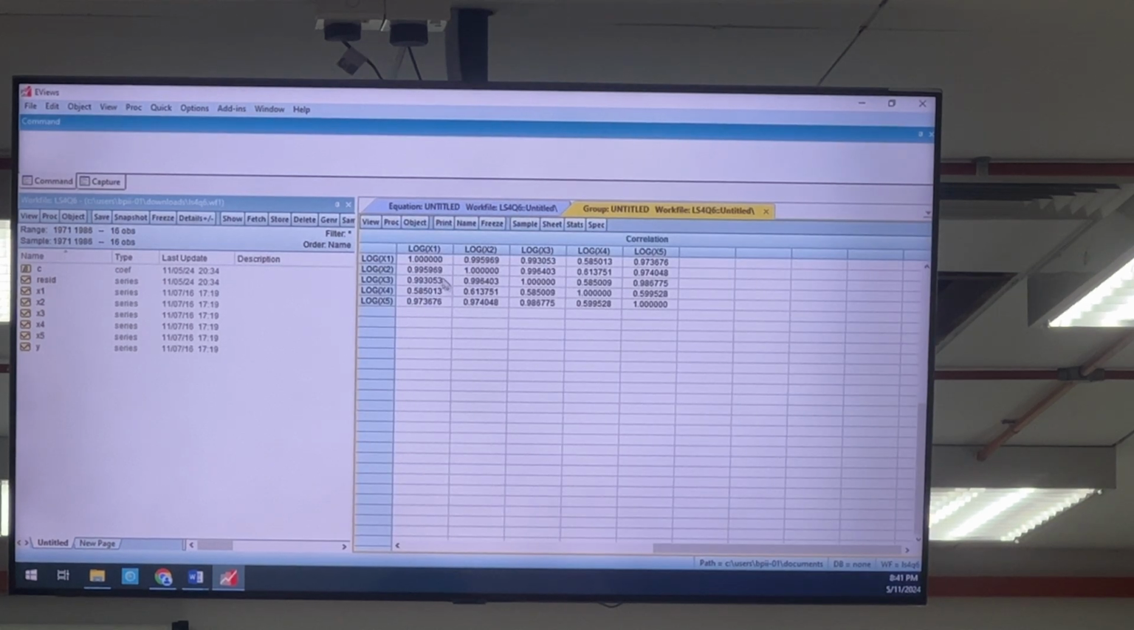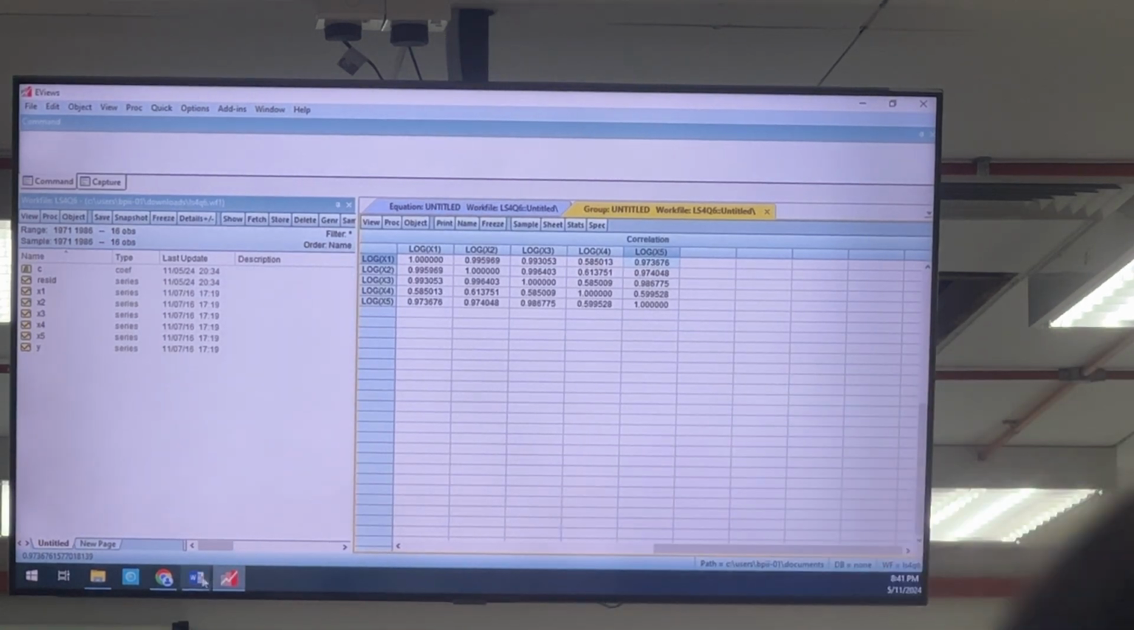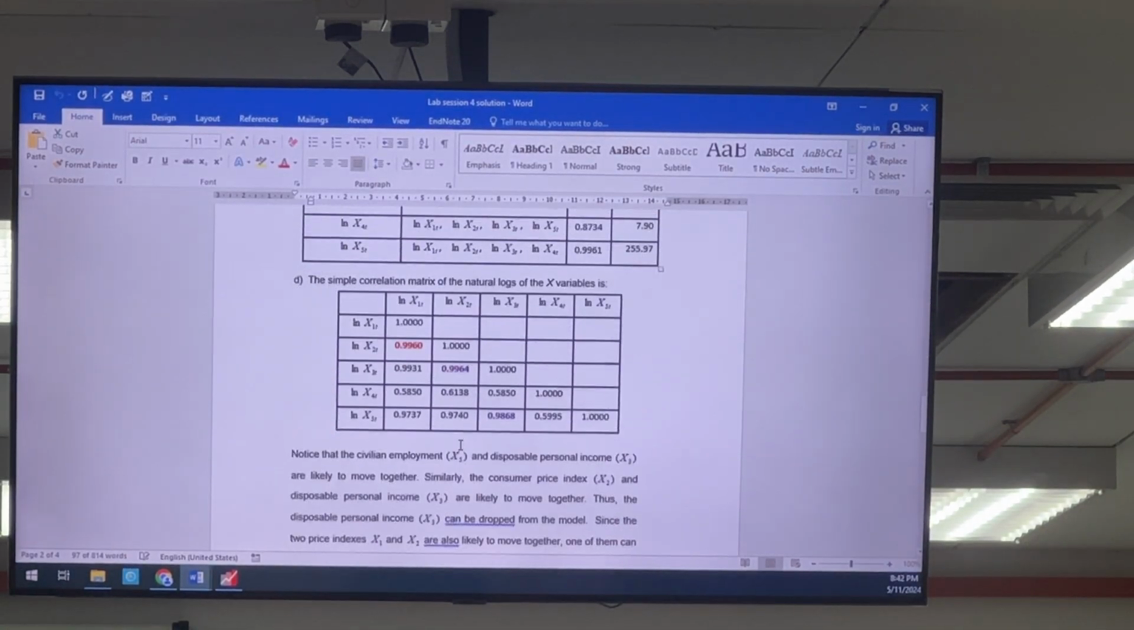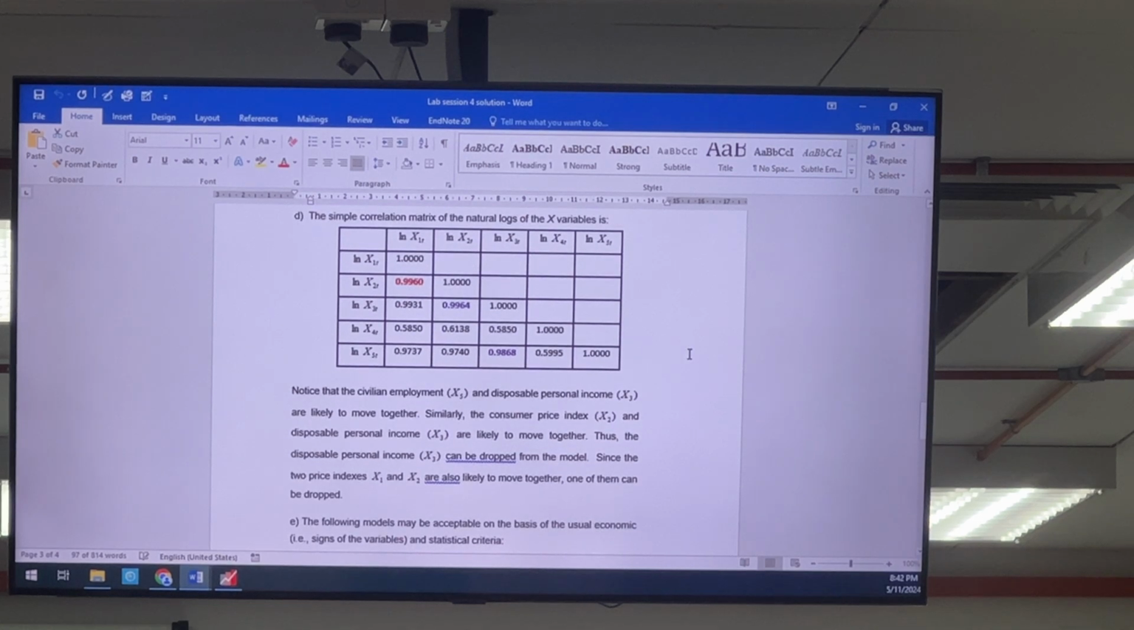So you get what we call the cross correlation matrix. It shows the correlation between log x1 and log x2, log x1 and log x3, log x1 and log x4, log x1 and log x5, as given in this table. Now we need to decide which variable to exclude. First, you inspect the ones that have high correlation.